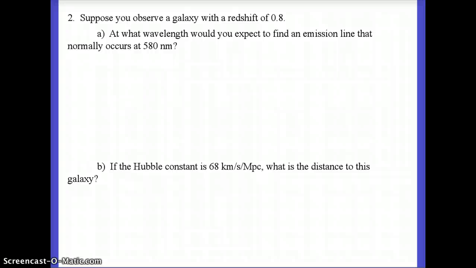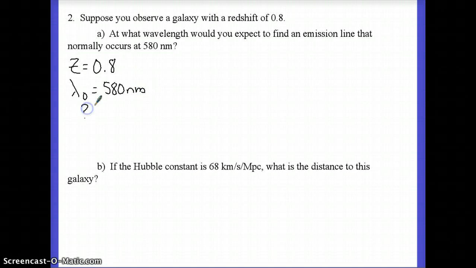Here's another one. This is more typical because you have to use the Doppler effect from the last unit in order to get the speed. So we've got a galaxy with a redshift of 0.8. By the way, all galaxies, with the exception of a few, have a red shift, not a blue shift. They're all moving away from us. In the next unit, or in the next lecture, I'm going to talk about why they're moving away from us. So we've got a red shift of 0.8, and it asks what wavelength would we expect to find an emission line that normally occurs at 580 nanometers. So that's lambda naught.